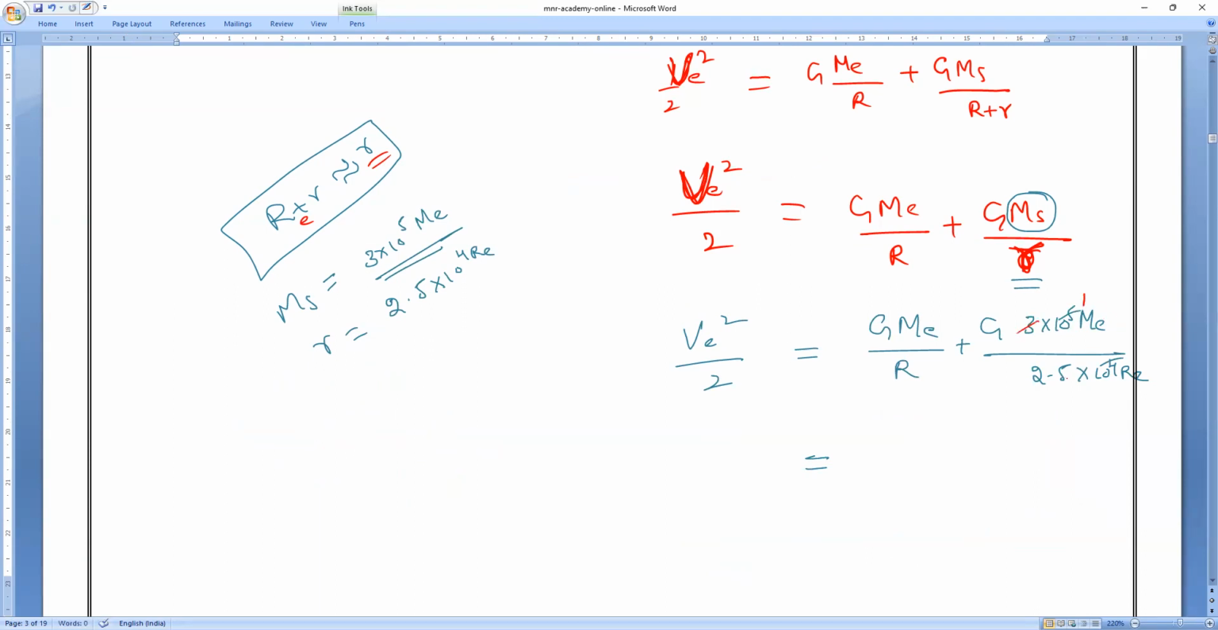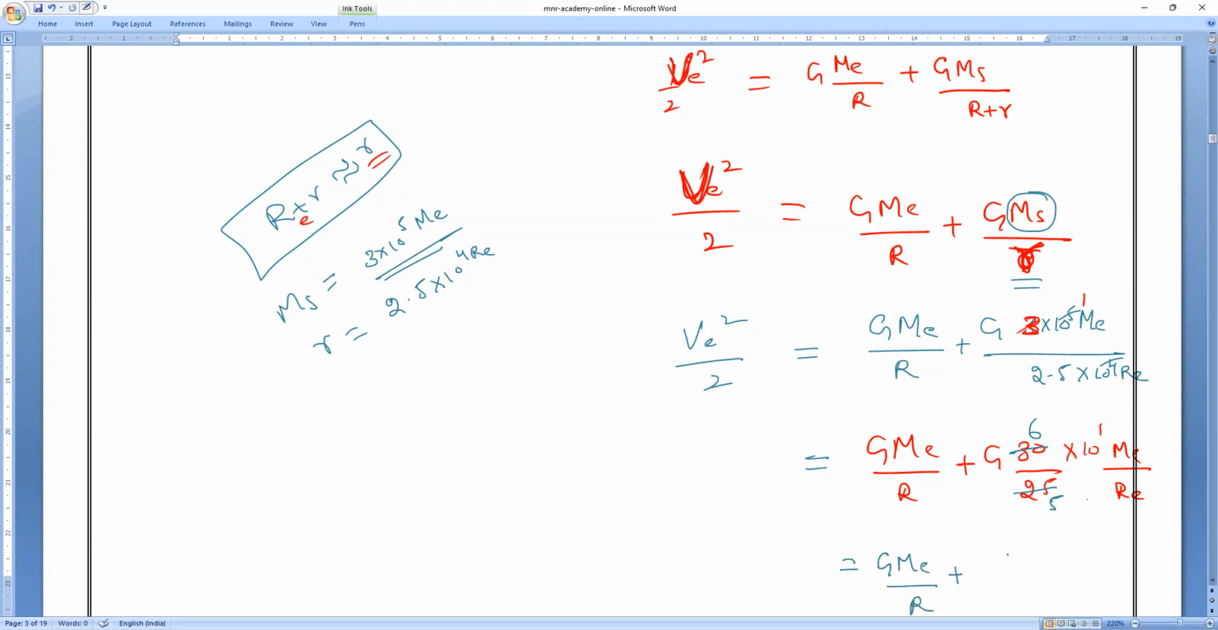So 3 and 2.5, I will write as 30 by 25. Any problem? This 3 divided by 2.5, can I write as 30 by 25 into 10 power 1, mass of earth divided by radius of earth? Now 30 by 25 is 6 by 5. So G into ME divided by R plus this will become what?